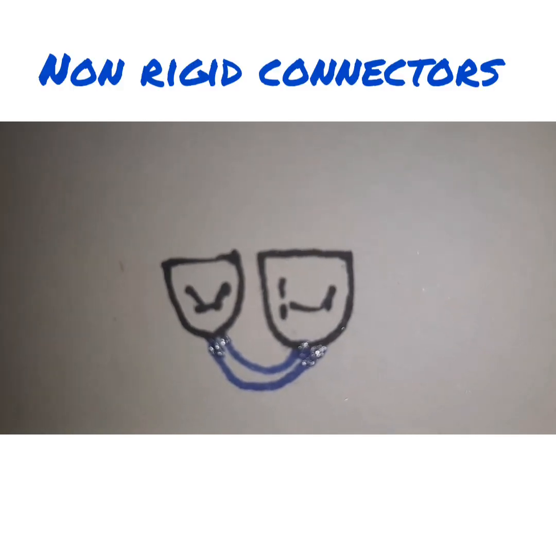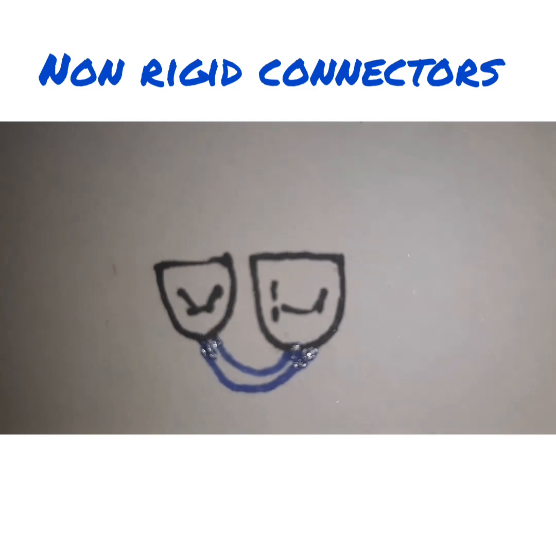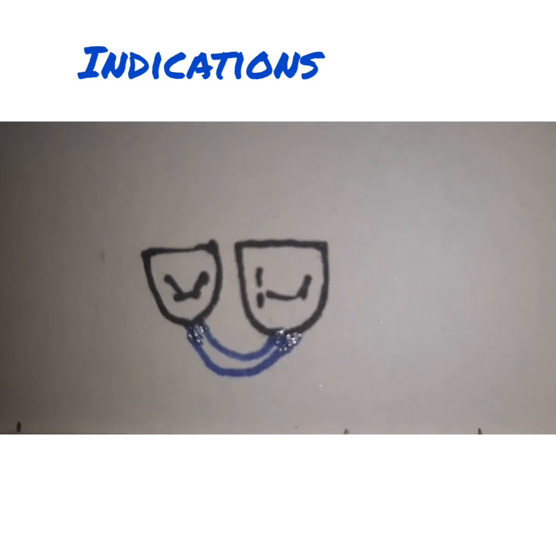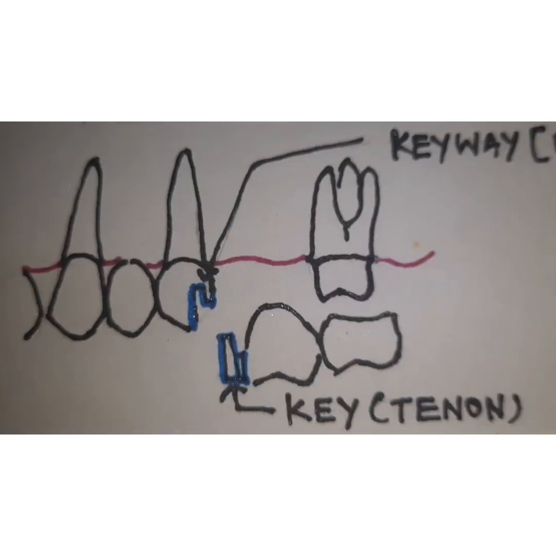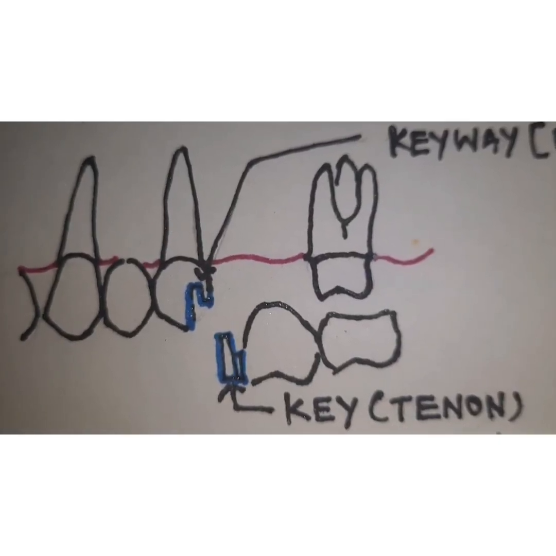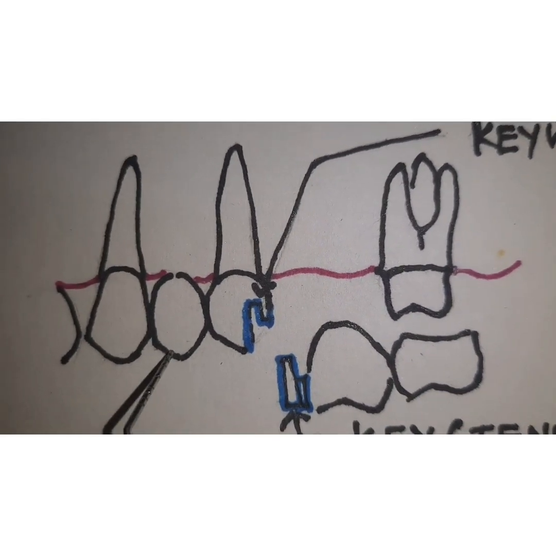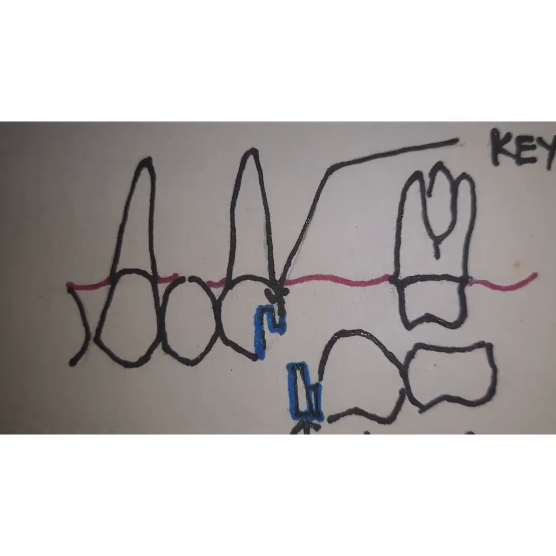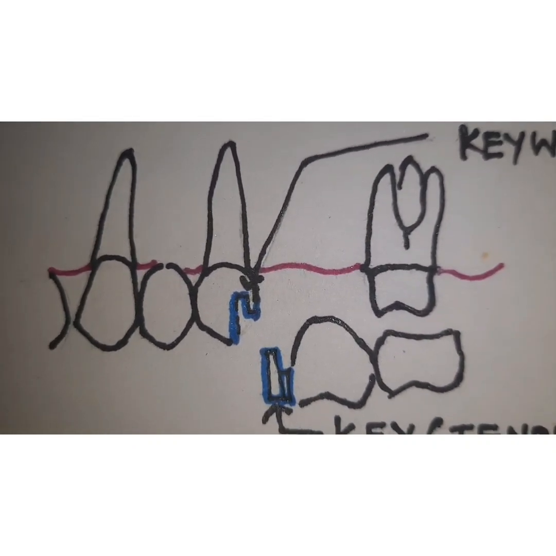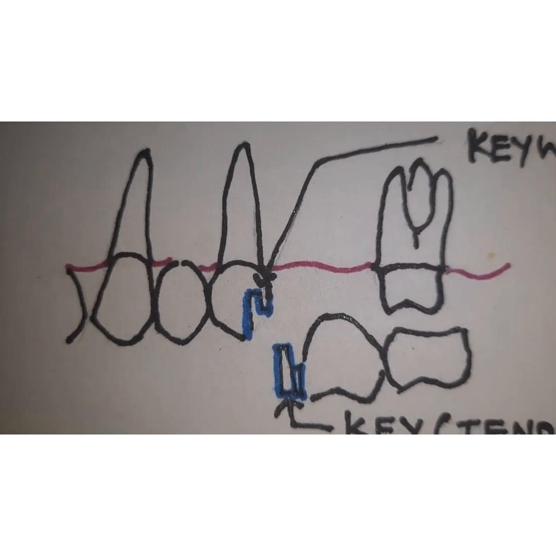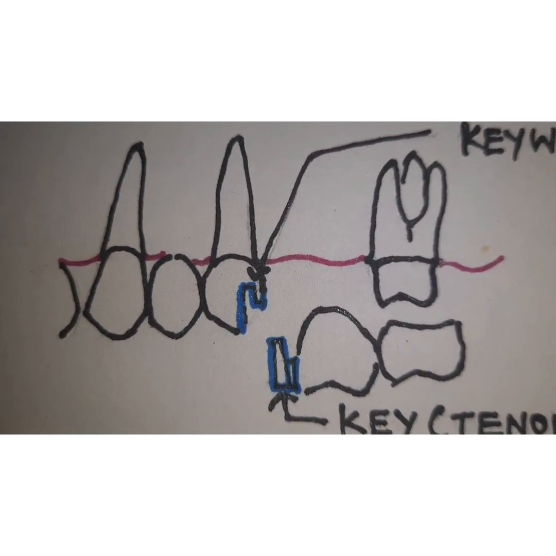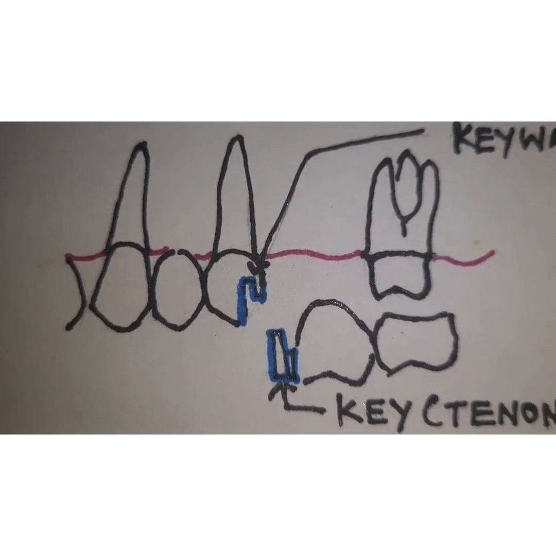Now we come to the non-rigid connectors. As I told you, there are 3 types of non-rigid connectors, and they are basically indicated in cases where you need stress breakers, which are usually required in a long span bridge, especially in those cases which involve the pier abutment. As I told you, pier abutments are those abutments which have edentulous spaces both anterior and posterior to them. So in long span bridges, if you have to reduce the stress, then you go for a non-rigid type of connector.